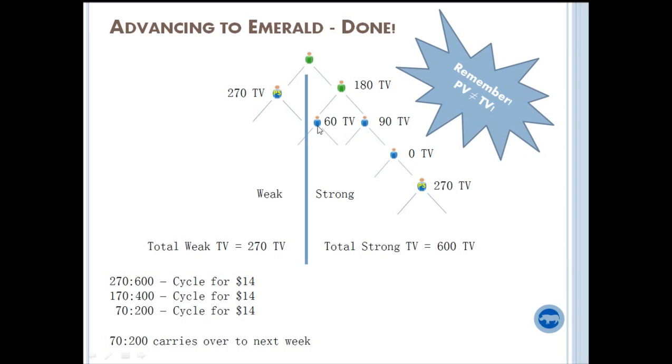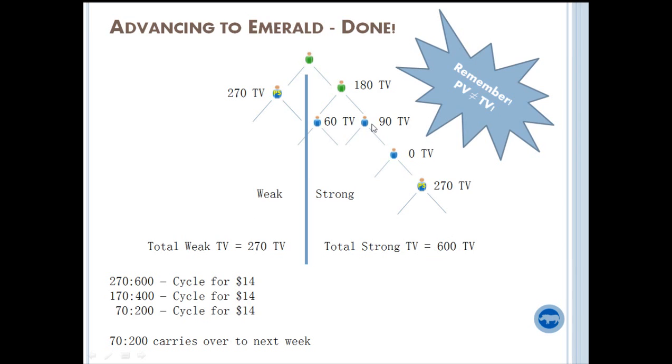This guy got 60 TV. This guy got 90 TV. Your personally sponsored coach is a real performer. He got 270 TV that week. On your left leg, your weak leg, your other personally sponsored coach got 270 TV. So for the week, on your weak leg, you got 270 TV from that one guy. That's the only thing that's on your weak leg right now.